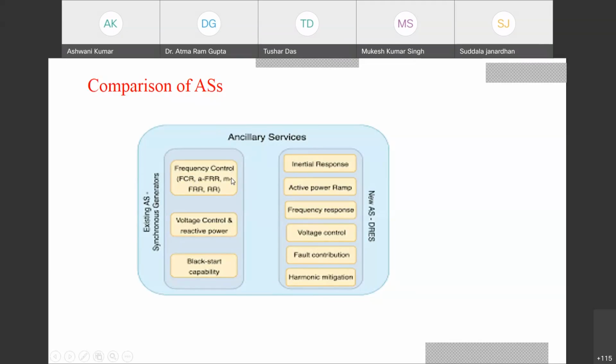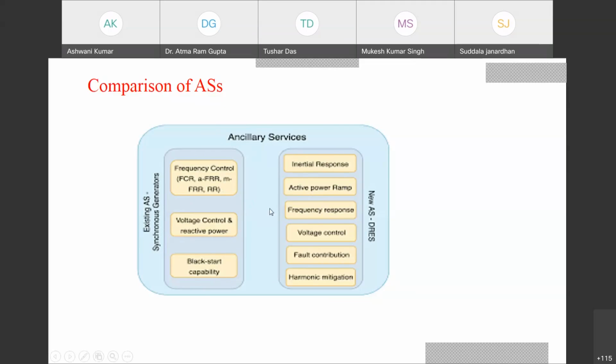We had the main frequency control service, voltage control and reactive support service, and black start capability service. These were the three main services existing in the previous regime. But today we have new kinds of ancillary services taking shape in the electricity market, especially in the renewable integrated system. We have an ancillary service for inertia, called the inertial response ancillary service. We have the fastest storage devices to be connected in a system very fast. They are called the active power ramp service.